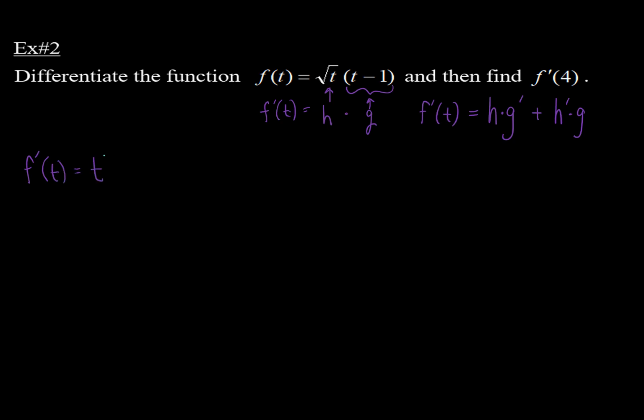So my first function is the square root of t, but I'm going to write it as t to the 1/2. Next, I need to take the derivative of t minus 1. Next, I'm going to add. Remember, product means plus. I'm going to add the derivative of the first function times the plain Jane of the regular function. And I got a typo over here, by the way. I'm taking the derivative with respect to t.